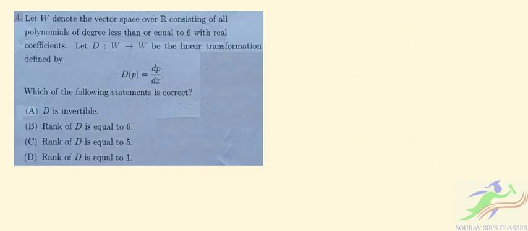So question number 4: let W denote the vector space over R, the real space, consisting of all polynomials of degree less than or equal to 6 with real coefficients, and let D from W to W be a linear transformation defined by D of p equal to dp/dx. Which of the following statements is correct?